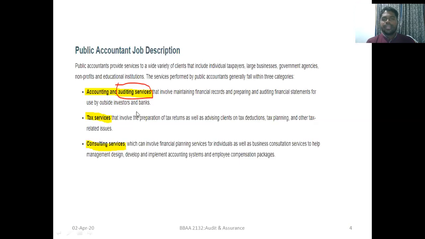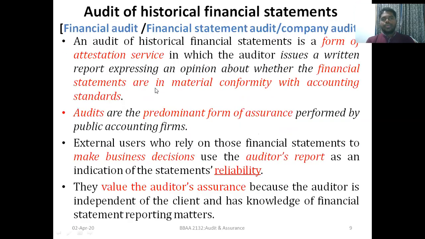Sometimes the examiner asks a question during the exam: what types of services are provided by the public accountant in the current world? So you can see three categories. One is accounting and audit service. The second one is tax service, and the third one is consulting services. Please remember.